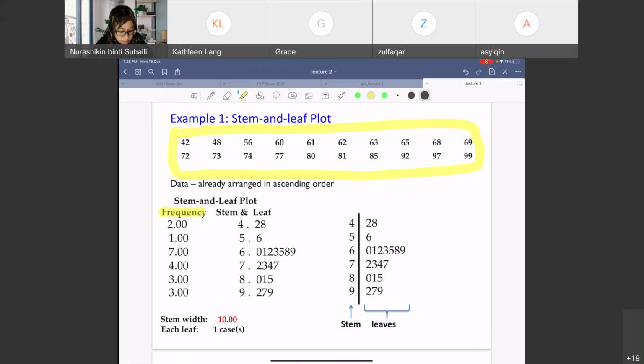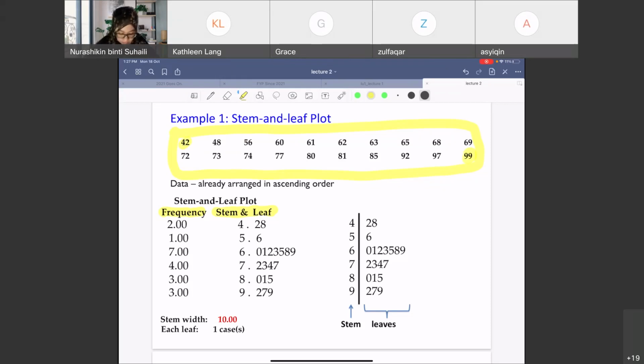First, you have to have frequency. Frequency, of course, you know, is how many times it occurs. And then we have the stem and leaf. It's actually from the concept of plants, right? You have a stem and then you have a leaf. The stem is the main part and the leaf is the sub part. So let's say you have the data here. It starts from 42, right? 42 until 99.